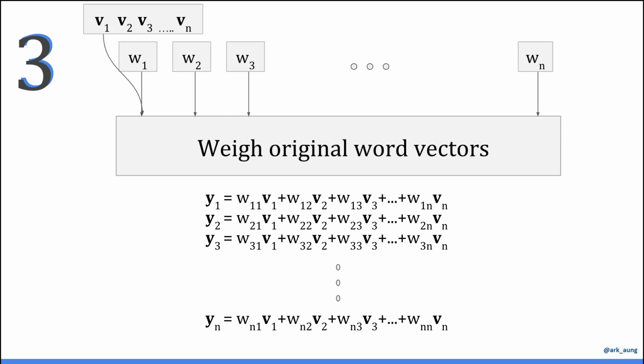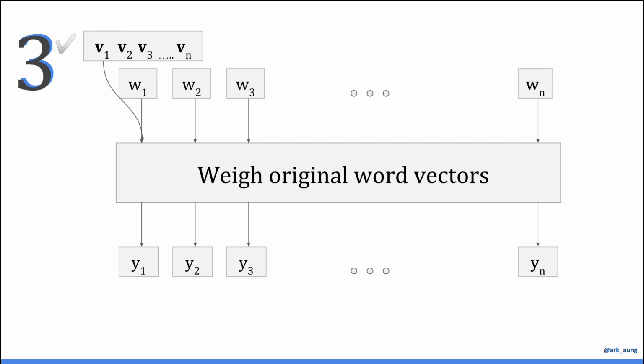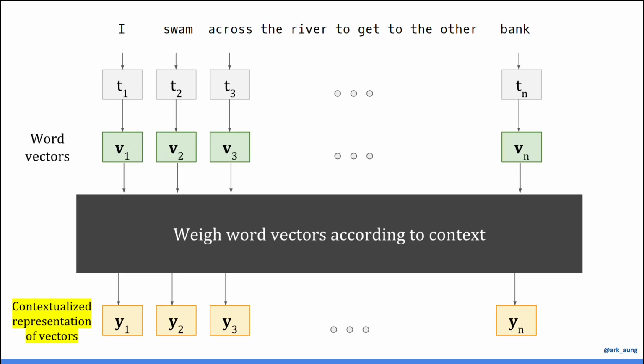That is the beauty of it. You're using whatever your surroundings had, and then you're enhancing yourself. And that is step number 3: you weigh your original word vectors with the weights. So that is the flow of a self-attention mechanism.